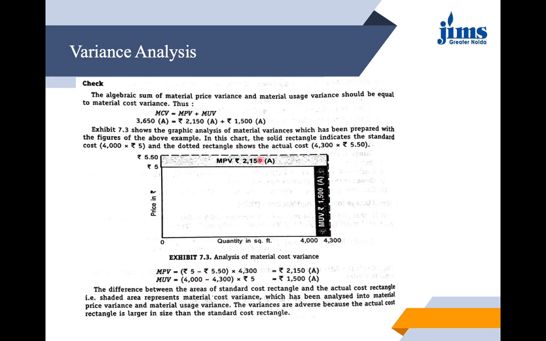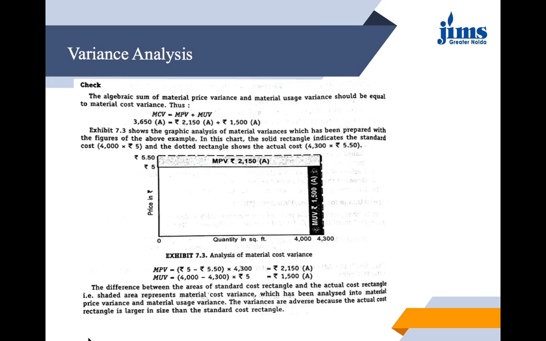So why is this arising? This has been arising between the area of the standard cost rectangle and the actual cost rectangle. So shaded areas here show the material cost variance which have been analyzed into material price variance and material usage variance. The variances are adverse because the actual cost rectangle is larger in size than the standard cost rectangle.